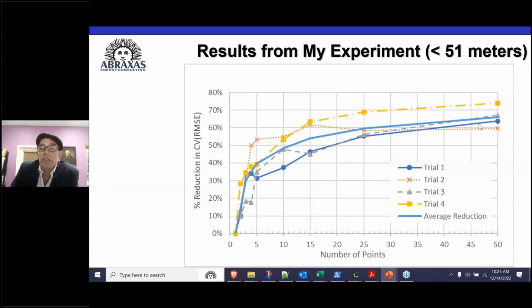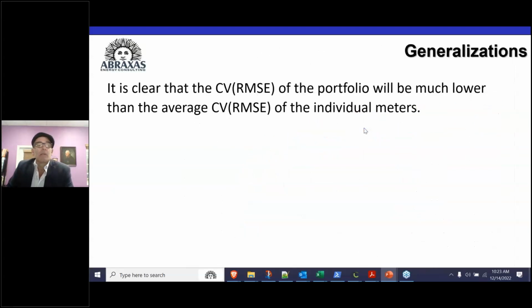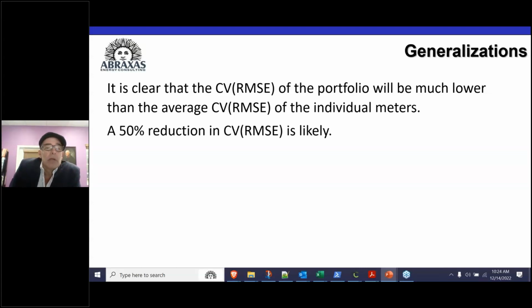Okay, it's the same data. I'm just looking at it from 50 down so you can see as it goes up. So it looks like 25 on, you get most of it. 25 on, which is like 60% reduction. So it's clear that the portfolio CVRMSE is going to be a lot lower than the average CVRMSE of the individual meters. It's clear, or at least for me. That's my generalization. I did it 4 different times, and it happened.